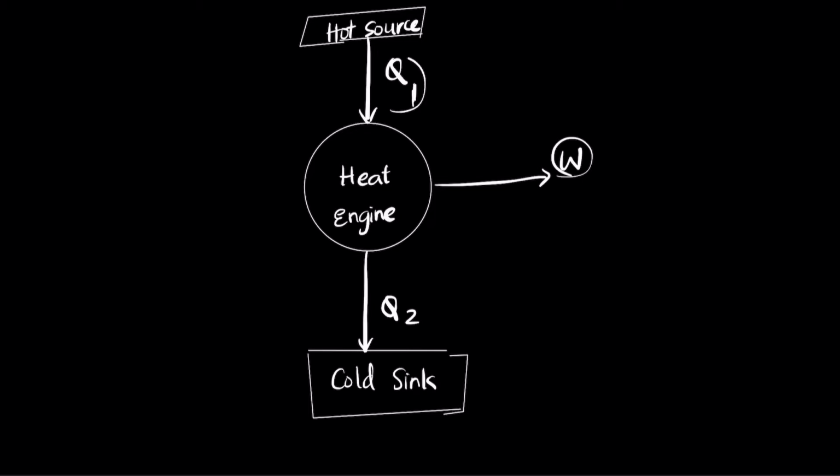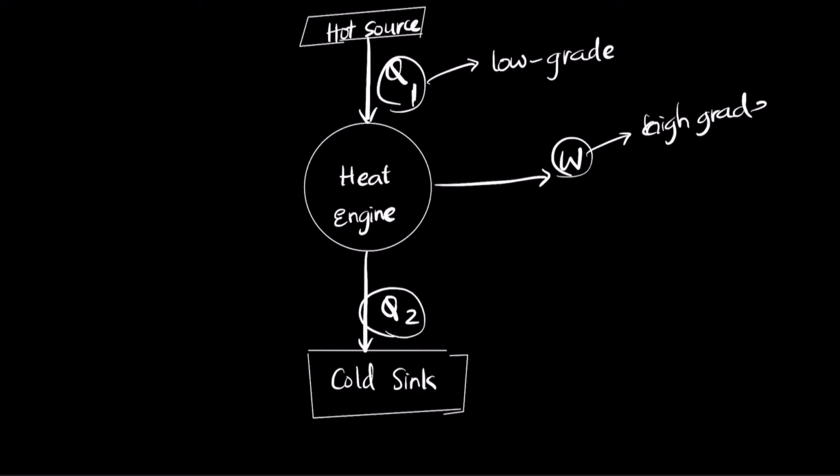So you have energy coming from a hot source that converts to work, and you have a cold sink. So why do we need a cold sink? Why can't heat be converted into work? Heat is simply considered a low grade energy, and work, in a simple sense, is considered a high grade energy. So you can convert high grade energy into low grade energy 100%, but you cannot convert a low grade energy into high grade energy 100%.